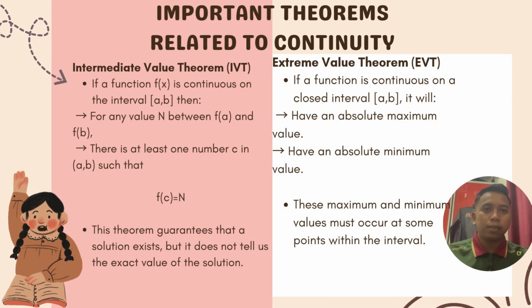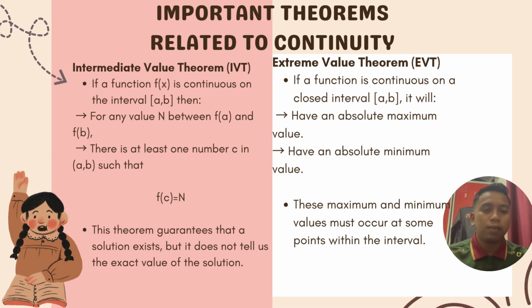Important theorems related to continuity. First, the Intermediate Value Theorem, IVT. If a function f(x) is continuous on the interval [a, b], then for any value N between f(a) and f(b), there is at least one number c in [a, b] such that f(c) equals N. The theorem guarantees that a solution exists, but it does not tell us the exact value of the solution.